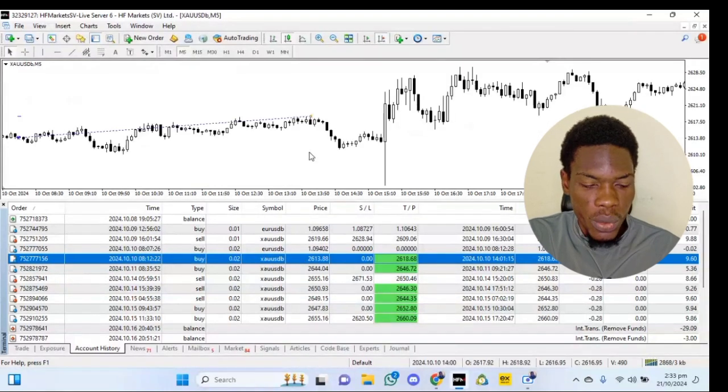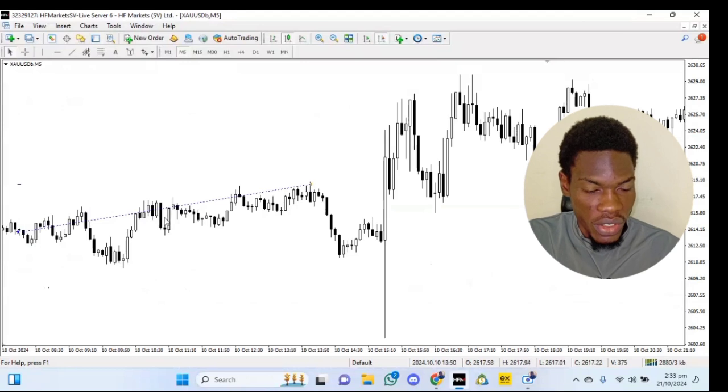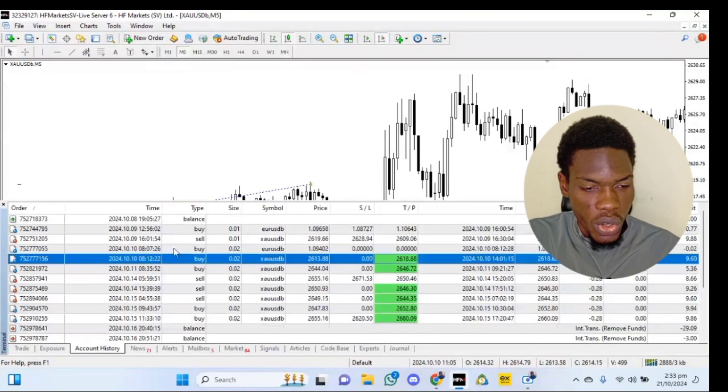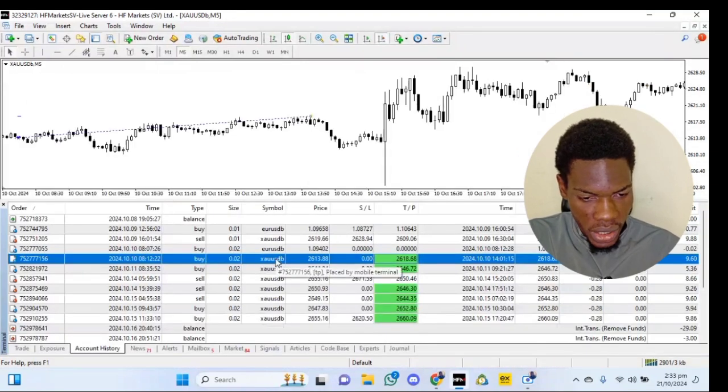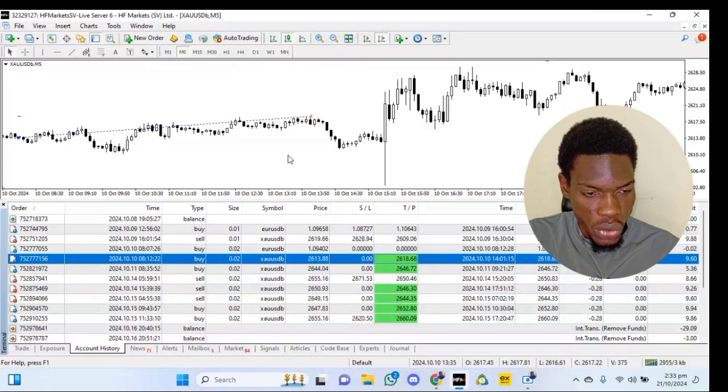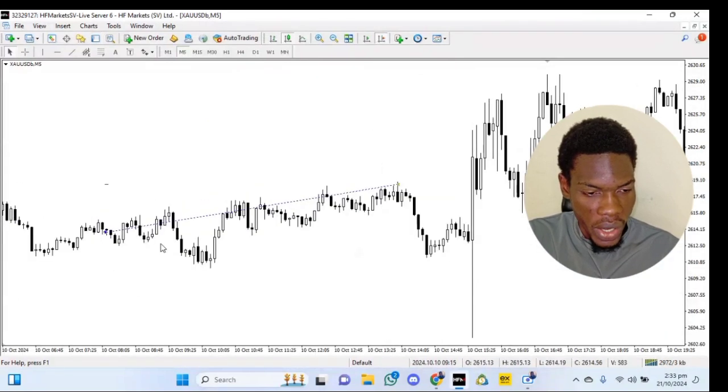Drag it there. So if you want to view your trades on MetaTrader just like the way I'm doing it, all you have to do is come to your terminal, click on the particular trade you want, and where your mouse is, you drag it. You're going to see this box on the mouse, you drag it and you leave it, and it's going to show you your entry and your exit.